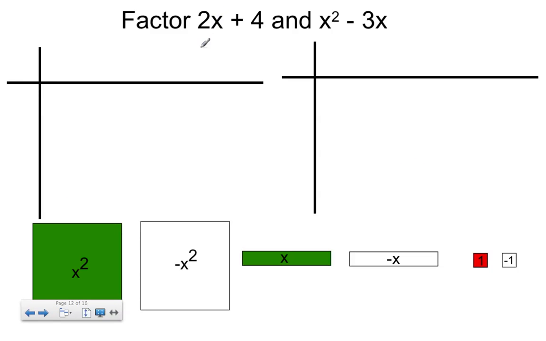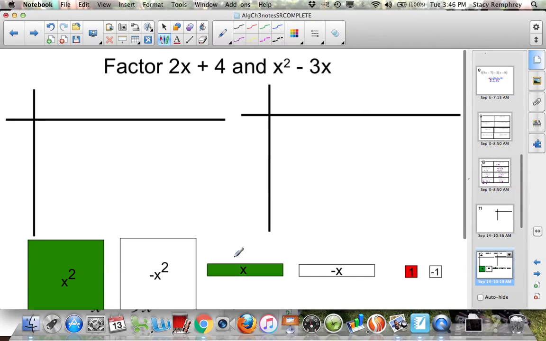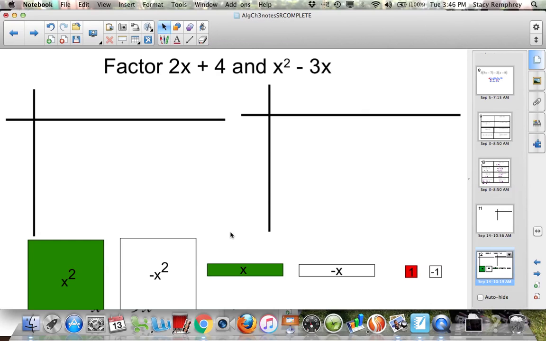The next thing we did was factor 2x plus 4 and x squared plus 3x. Now, let's go back to this. Basically what you're doing is looking to make a rectangle. So I have 2 x's and I have 4 1's. So how can I use them to make a rectangle?